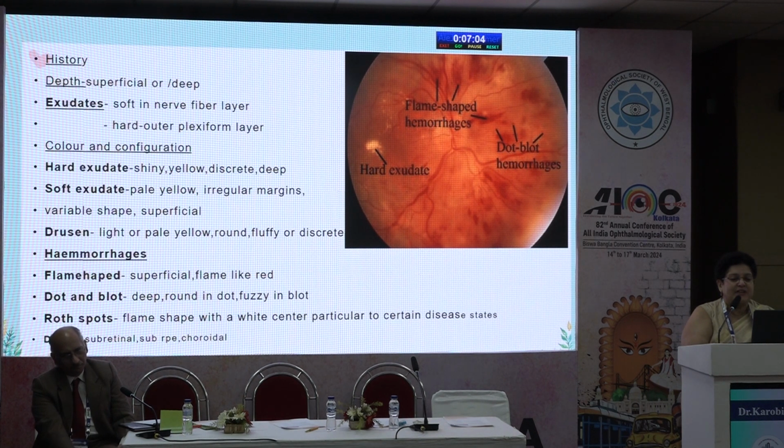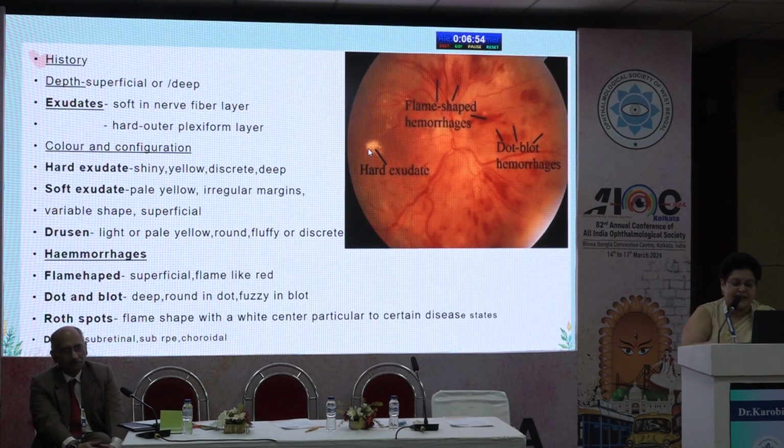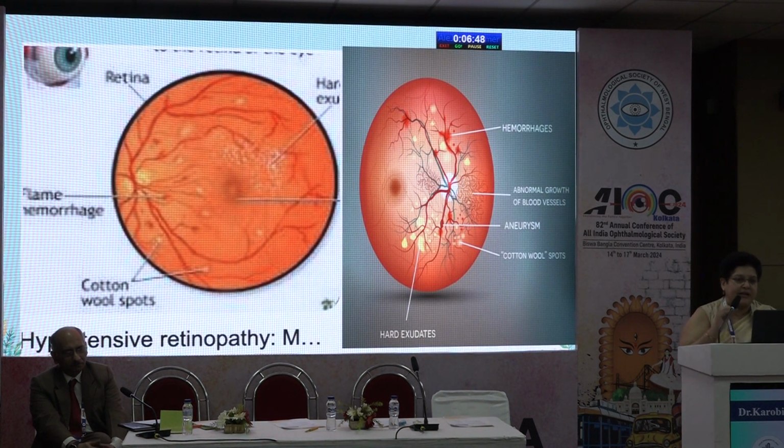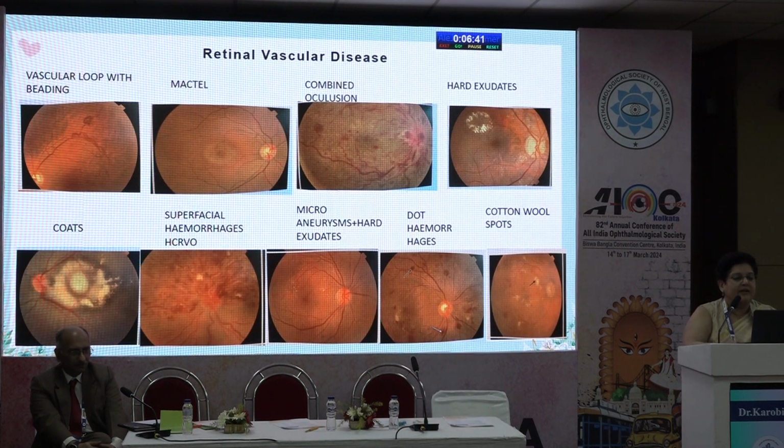On the right, you see flame-shaped hemorrhages, which are superficial. You have the dot and blot over here, which is a little deeper, and these are shiny hard exudates, again in a slightly deeper layer. So one has to do an indirect ophthalmoscopy, because that gives you a 3D picture and you know what level the lesion is at.